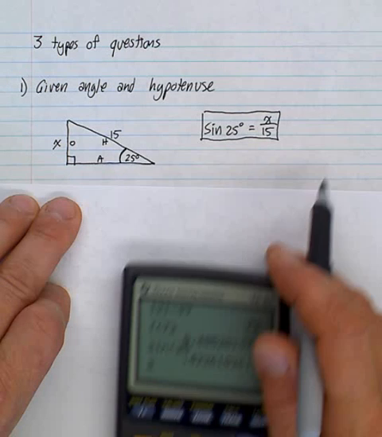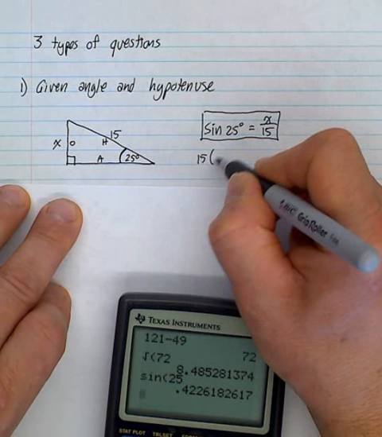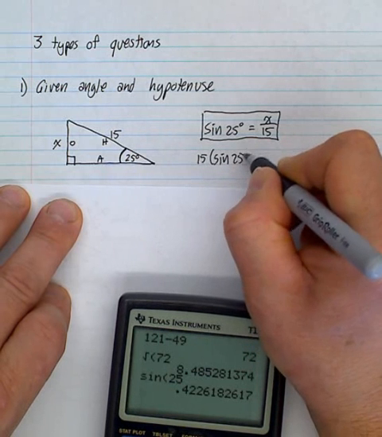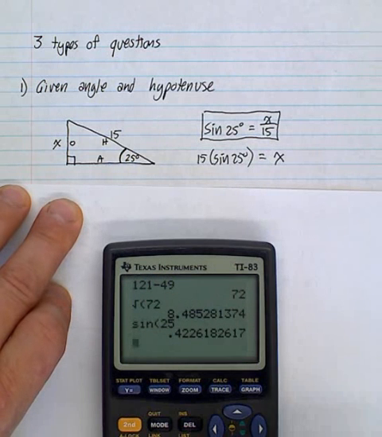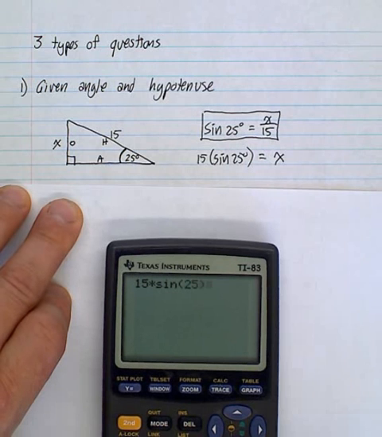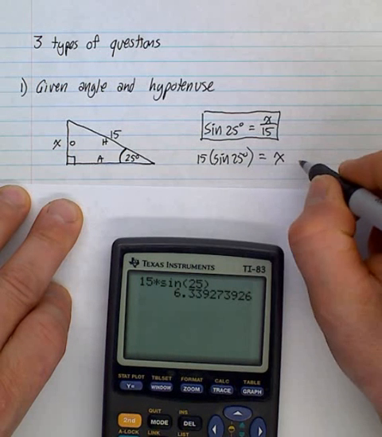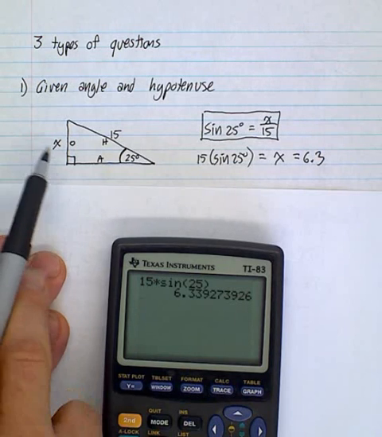Okay? We want to find x, so how do we get rid of this 15? We multiply both sides by 15, and we're going to get it. So what we're going to do is 15 times sine of 25. And it gives me an x value of 6.3, which means that this x value is 6.3.